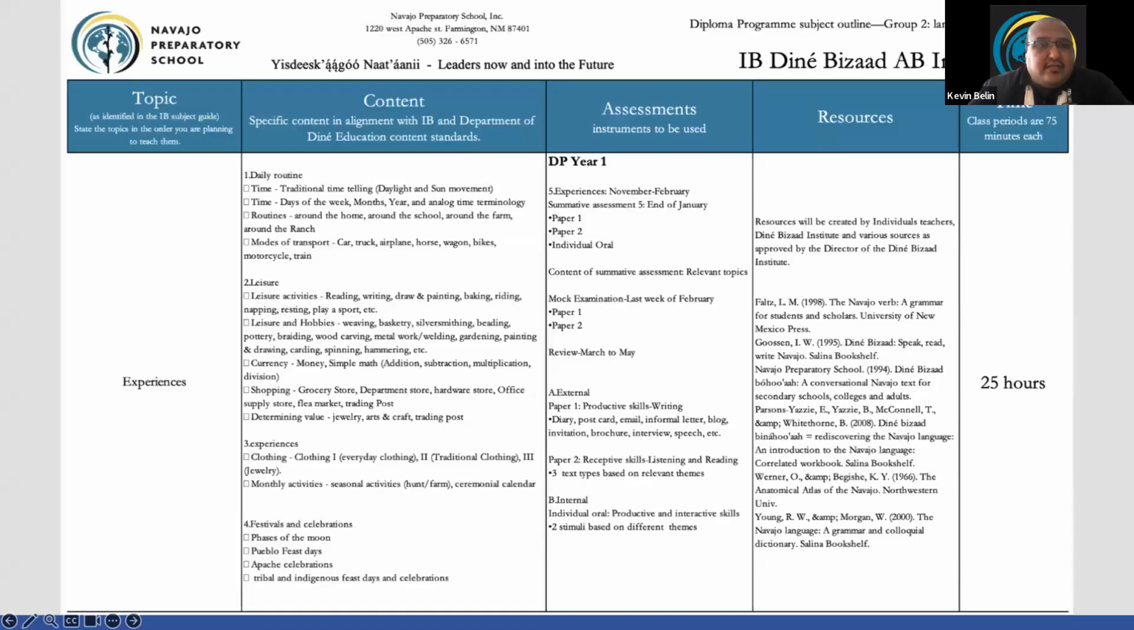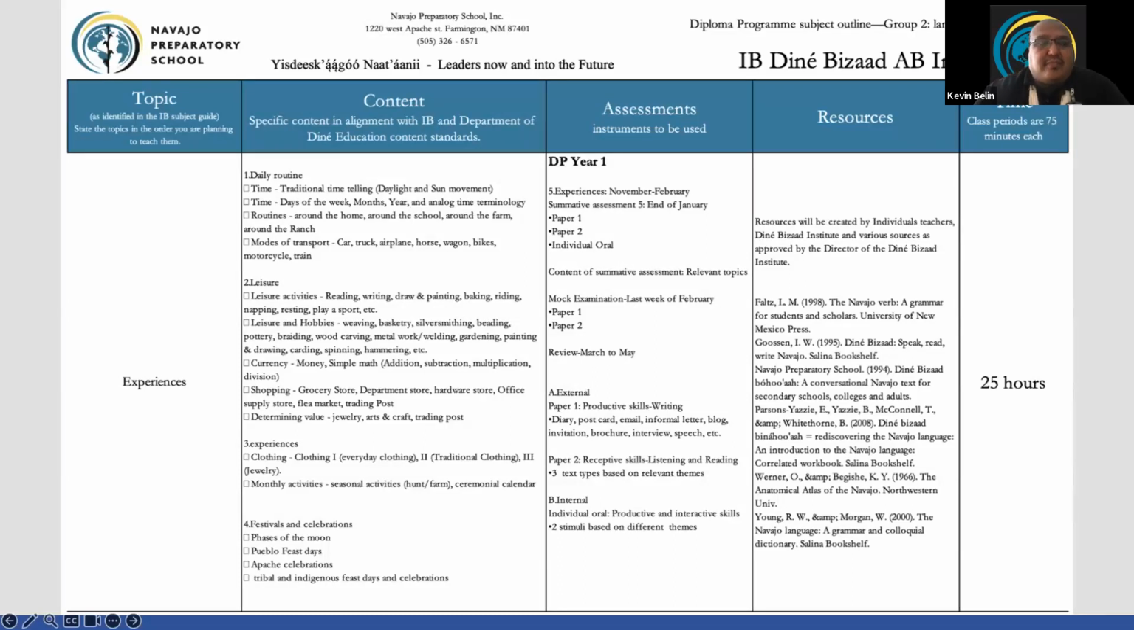Yeah, next slide. So this is an example of our Dene Bazaad Ab Initio 1 theme. This is the blue, so this would be the second one. And in here, what we've had to do is redesign, redefine, revise what we've created and fit it into this IB thematic model, this framework. And it has been difficult. Change is always going to be difficult, but it's possible.